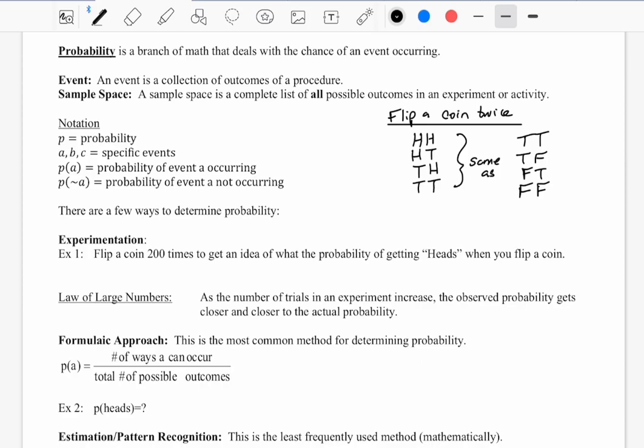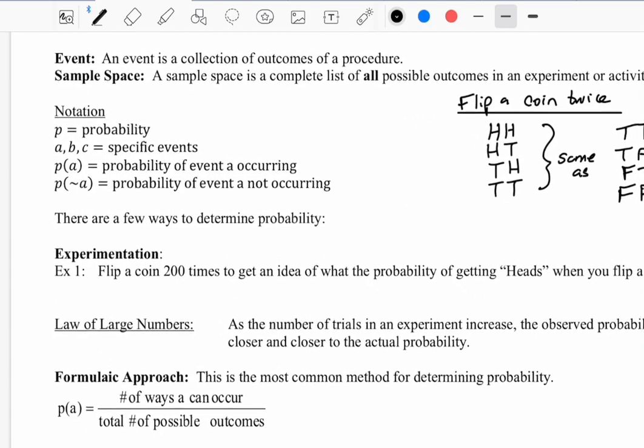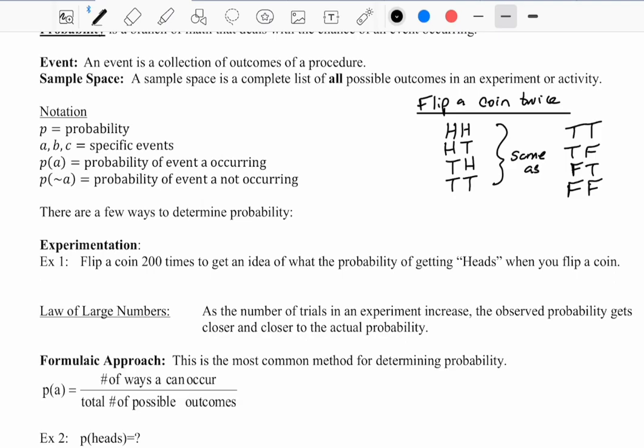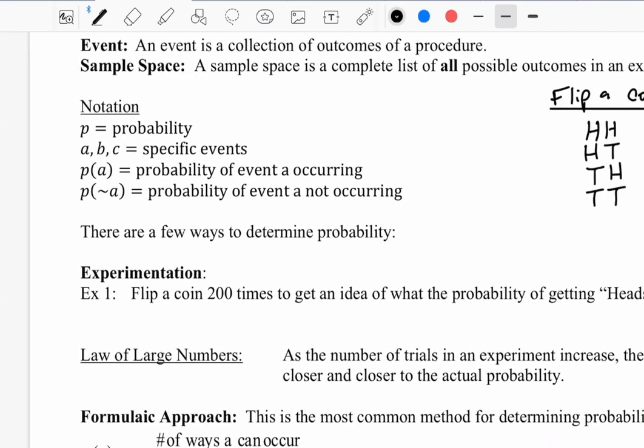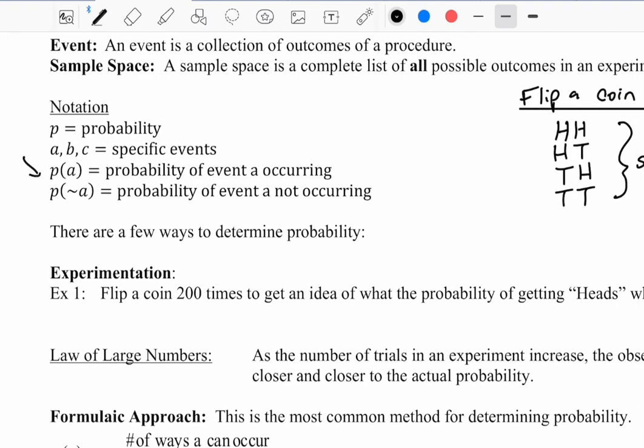P stands for probability. A, B, and C are specific events. P parentheses A is P of A. That's how we read that. So you're really reading that as the probability of A. What is A? Well, it depends on the problem.